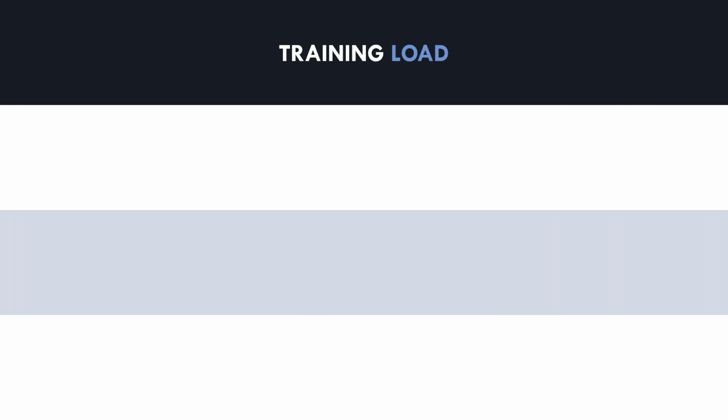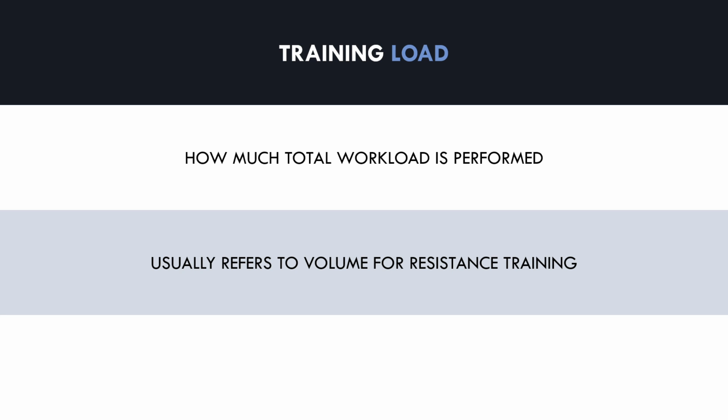First and foremost, we need to define exactly what training load is. Training load is simply how much total workload is performed over a specific period of time. This is not only relevant to resistance training, but it is also related to other sports and physical activities. However, training load needs to be defined specifically for each form of exercise. So in relation to resistance training, we can use volume as the metric to define training load. For the most part, this would mean using the number of sets performed per muscle group per week. However, for some specific forms of resistance training, other methods of calculating volume may be used.